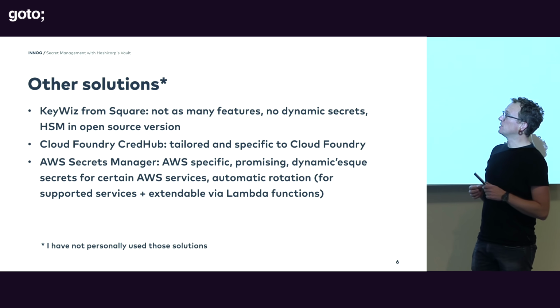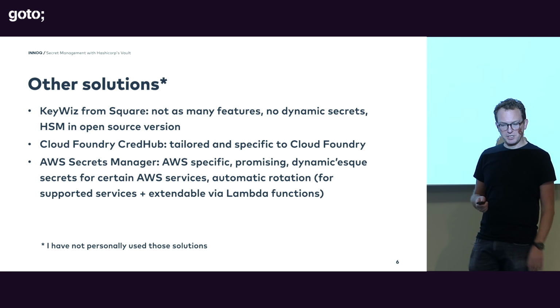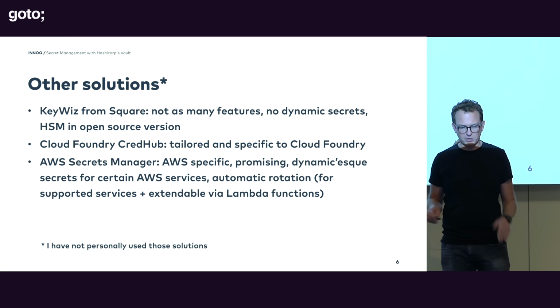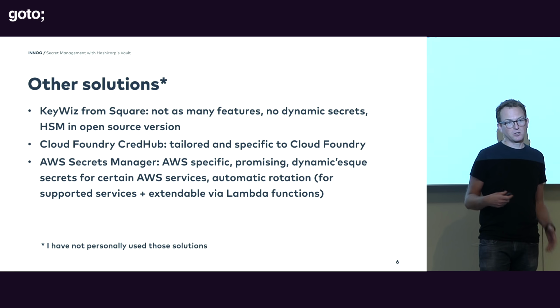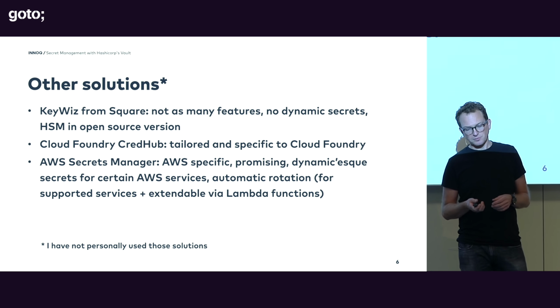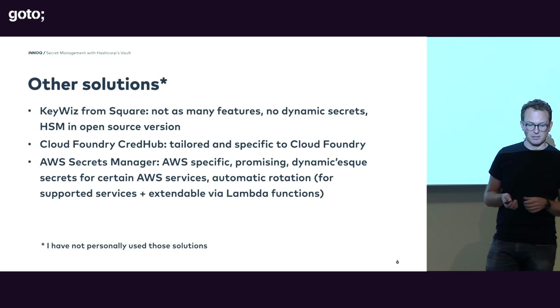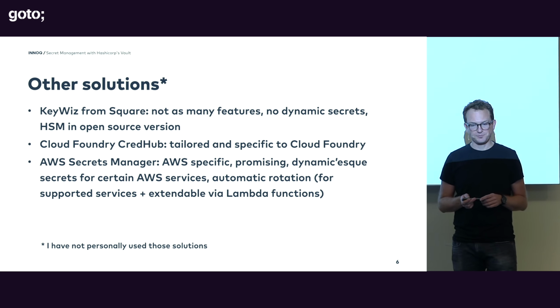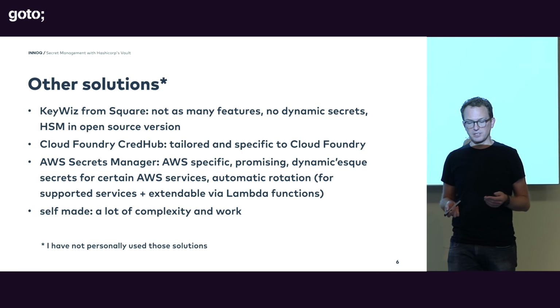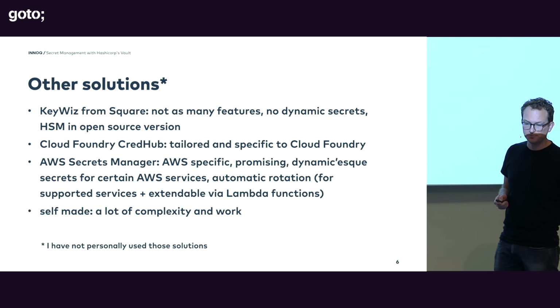And then there's the AWS Secrets Manager, which is kind of one year old. They don't have dynamic secrets, but something similar. You can extend it with Lambda functions. It looks very promising, but of course, it's a little bit AWS-centric. And of course, you can do everything yourself, but that's a lot of complexity and work.